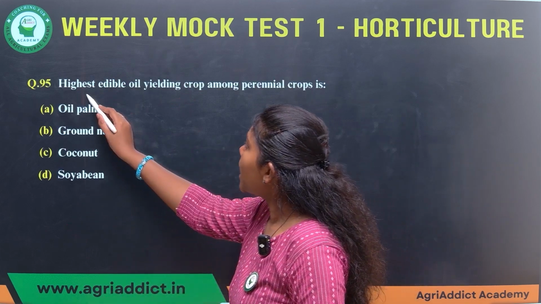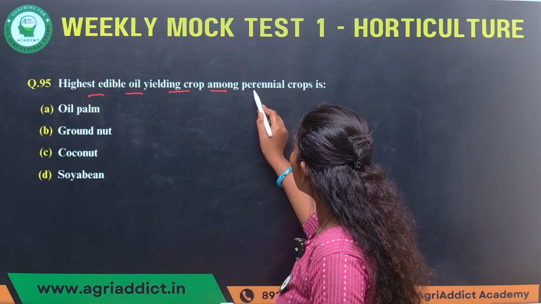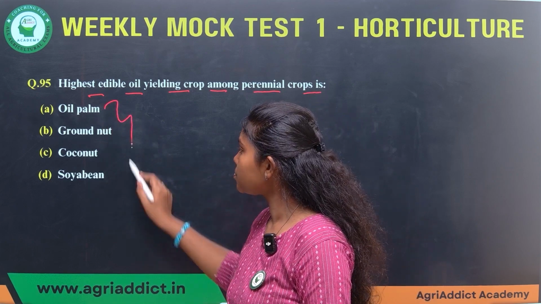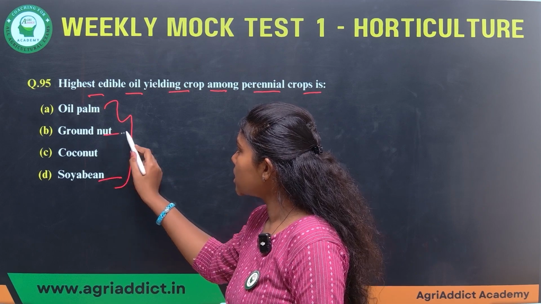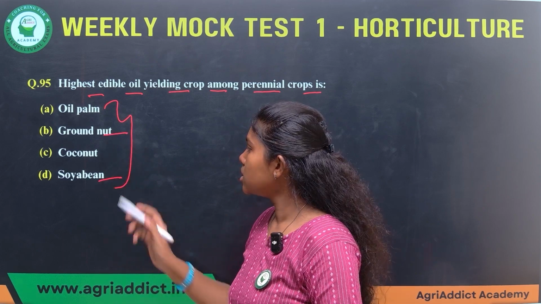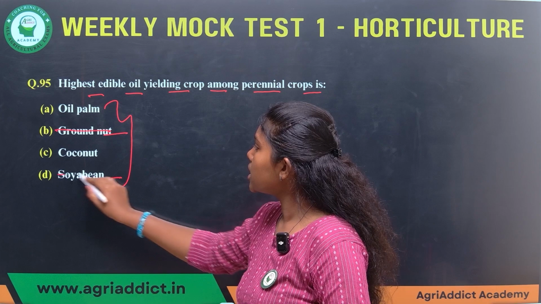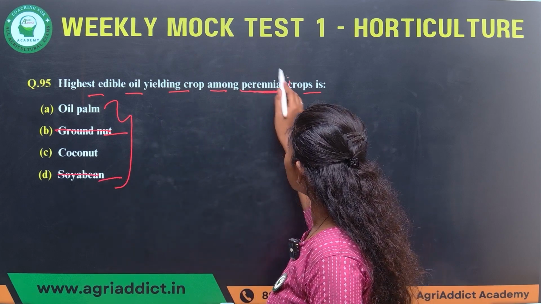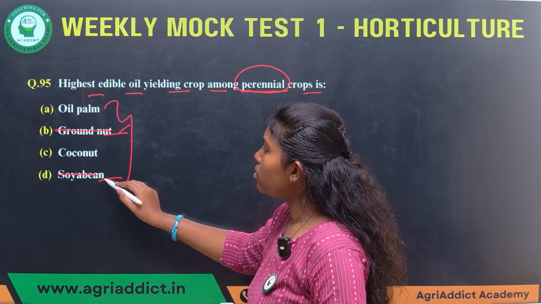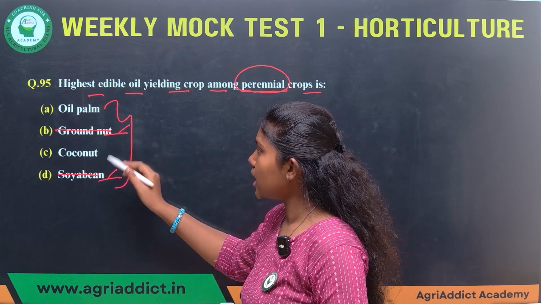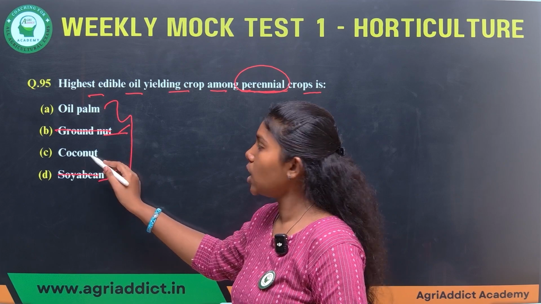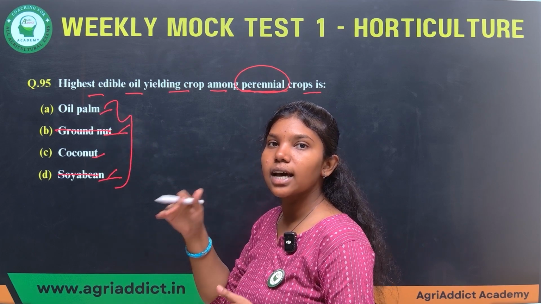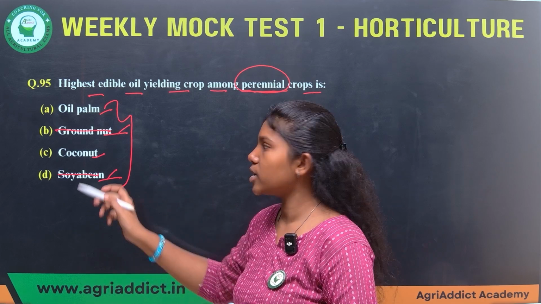Highest edible oil yielding crop among perennial crops is? Seeing the options given below, soya bean and groundnut are annual crops. Therefore, the question asked is the highest edible oil yielding crop among perennials. As these two belong to the annual group, they are eliminated and the options left with us are coconut and oil palm. Among these two, which yields the highest edible oil? The answer for this question is oil palm.